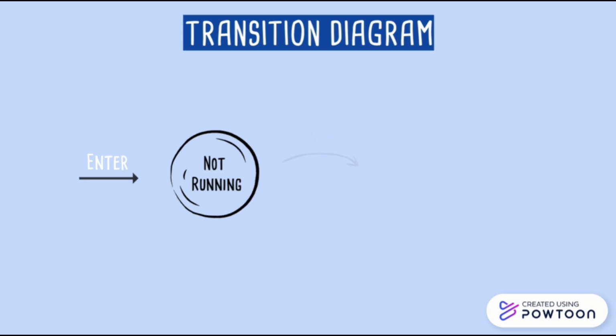the point where a process enters the system. When a new process is created, it starts in the not running state. This state indicates that the process is not currently being executed by the CPU. A process in this state is either waiting to be dispatched or has been paused.